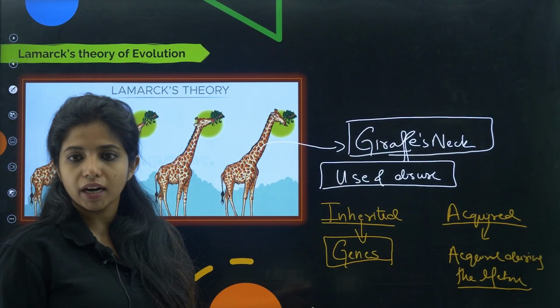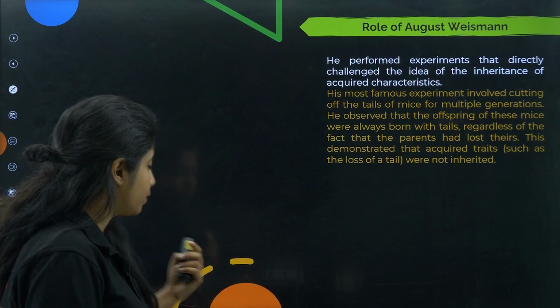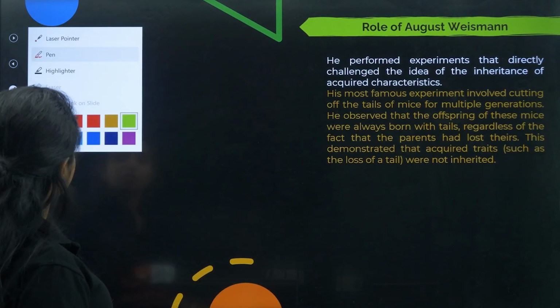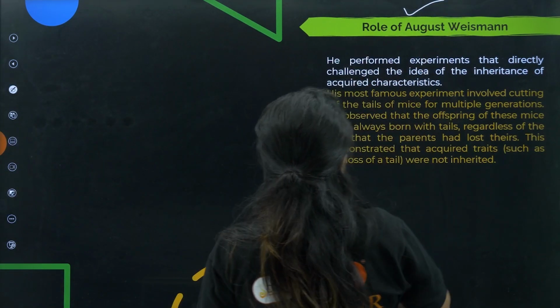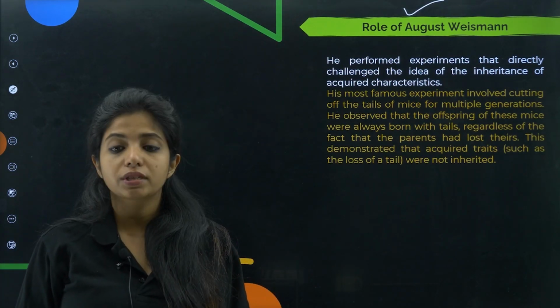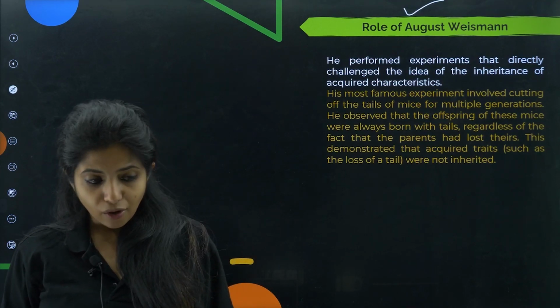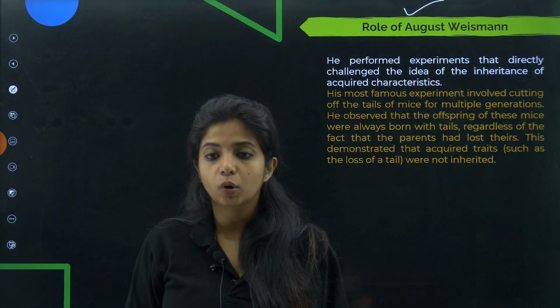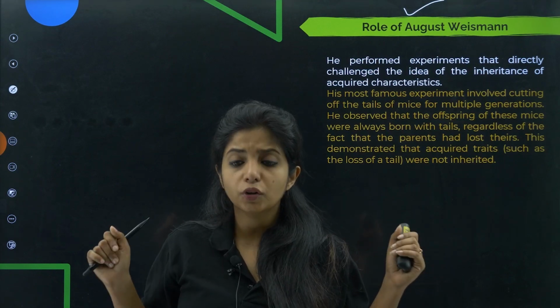And since it is not correct, the role of August Weismann comes in over here. Weismann was a person who said, Lamarck, I know you're trying really hard, but whatever you're saying does not make any sense. Why so? Because obviously you cannot inherit an acquired trait. If it is an inherited trait, then you can, but an acquired trait you cannot.